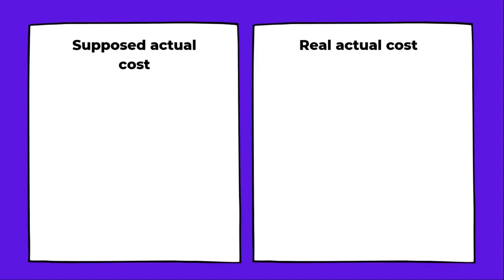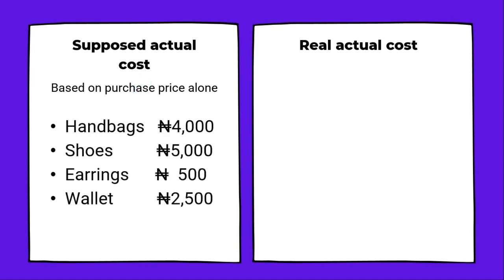So let's compare a supposed actual cost, which we did at the beginning, and the real actual cost. What's the difference? How much are we losing? How much are we gaining? So if you decide to calculate the actual cost of your product based on purchase price alone, using this scenario, that means you just assume your handbag costs 4,000 naira, one pair of shoes costs 5,000 naira, one pair of earrings costs 500 naira, and one wallet costs 2,500 naira.